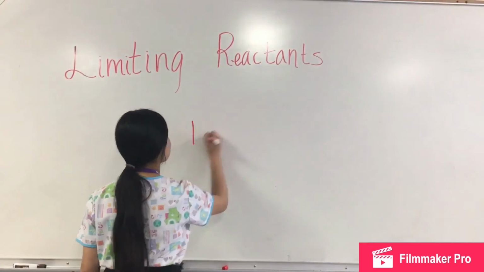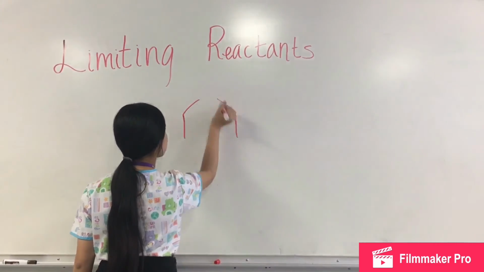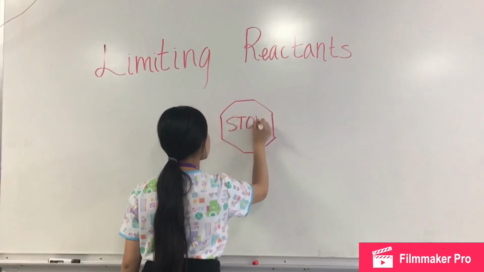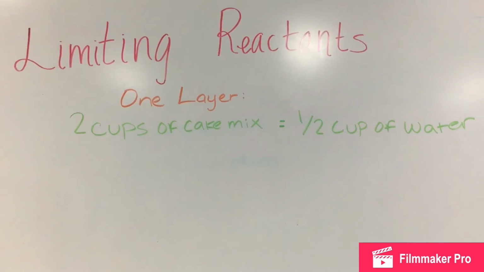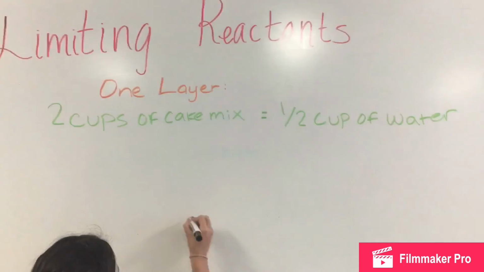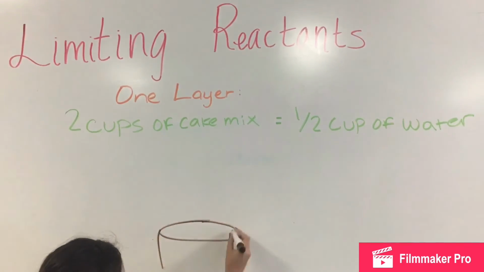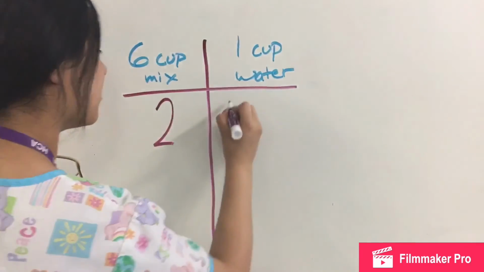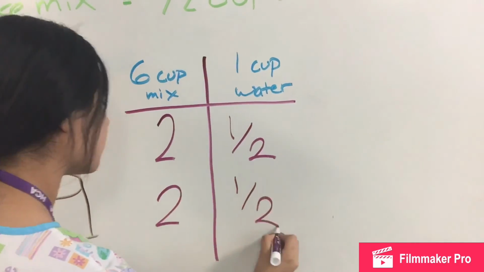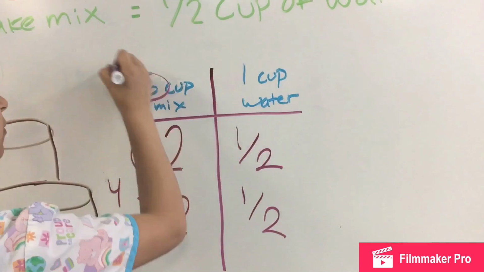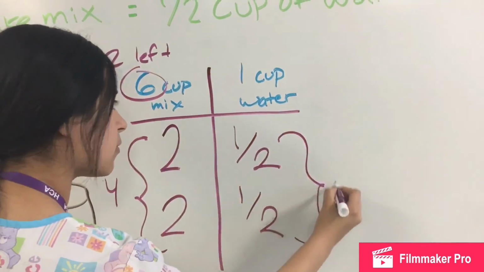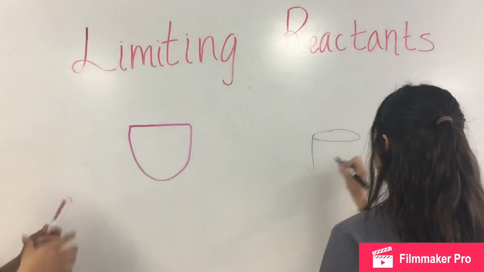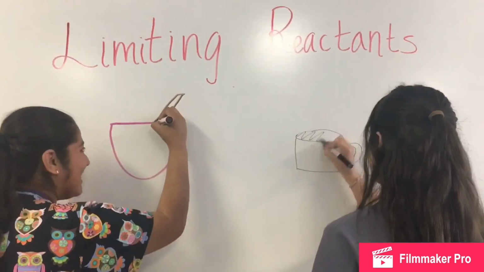A limiting reactant is the first reactant that's used up in a reaction. When it's all used up, no more products can form and the reaction stops. Here's an example. For every 2 cups of cake mix, you need 1/2 cup of water to make 1 layer of cake. How many layers of cake can you make with these quantities? You can make 2 layers of cake because we run out of water, making water our limiting reactant and the cake mix our excess reactant since we still have 2 cups left over. We commonly see these limiting reactants in cooking meals or preparing drinks.